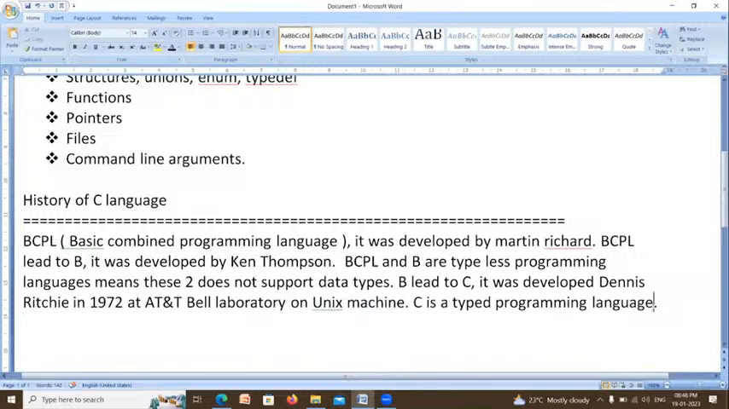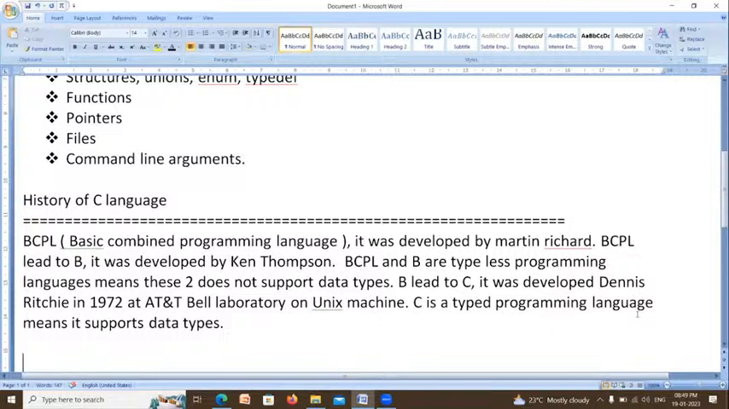C is a typed programming language. What is the meaning of that? It means it supports data types. A language which supports data types is called a typed programming language. A language which doesn't support data types is called a typeless programming language. Right. Now, that is about the history of C language.